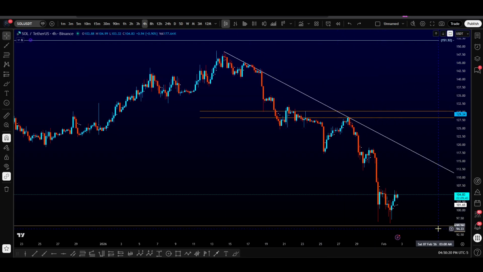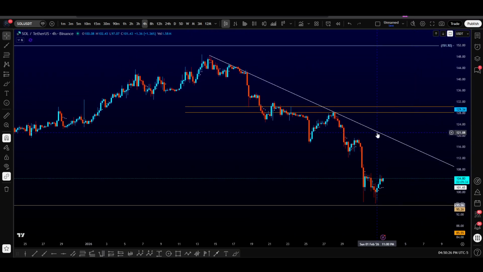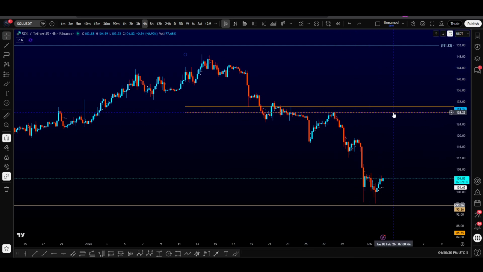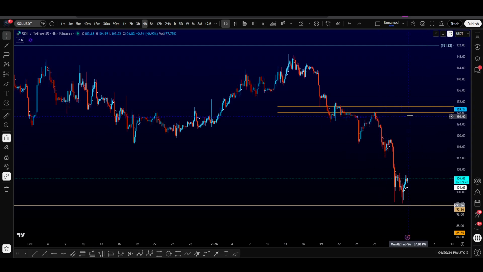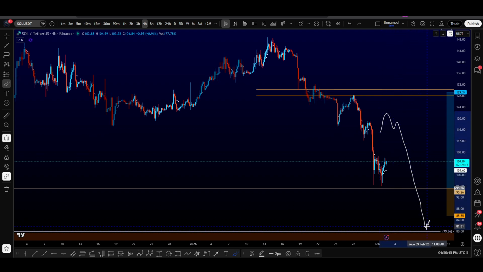Looking to go long after we take out $95, or if we get down to $80 preferably. Until then, looking for a rise, and would possibly short at this 127 area or this 118 area, whichever level gives us a bearish market structure shift, confirming weakness, targeting the lows.